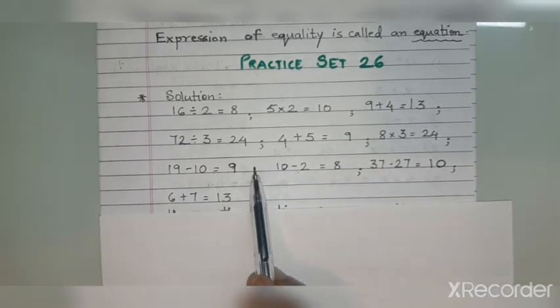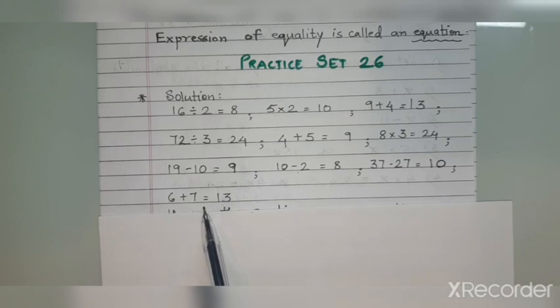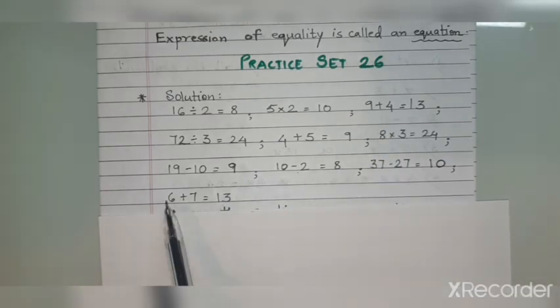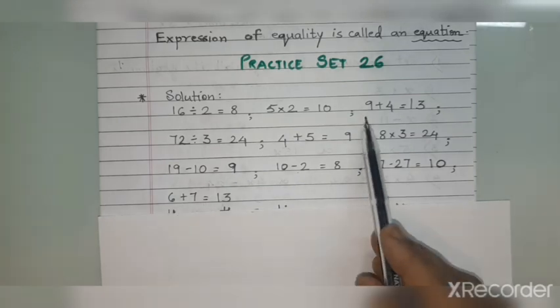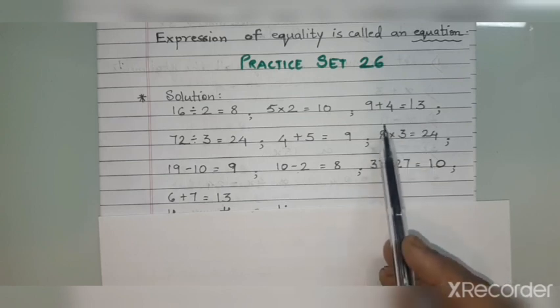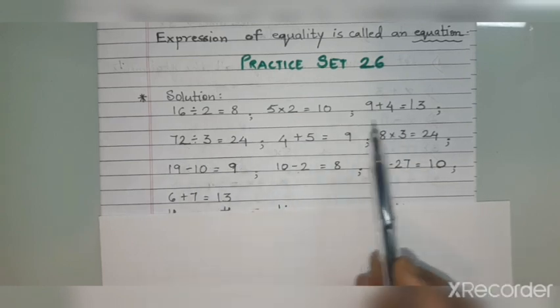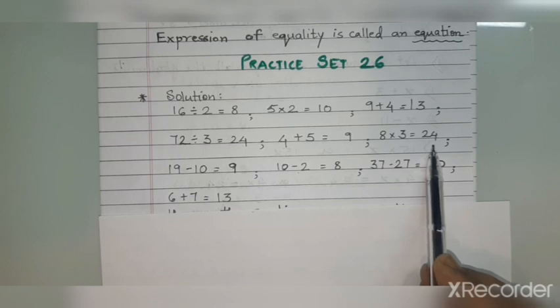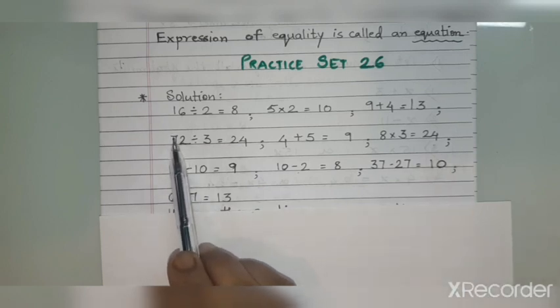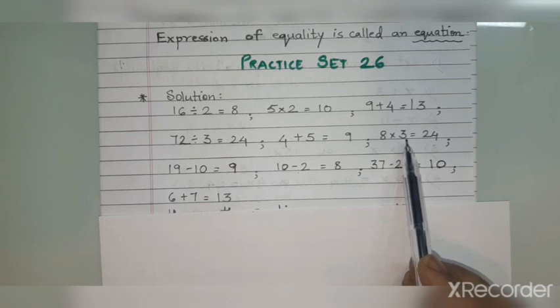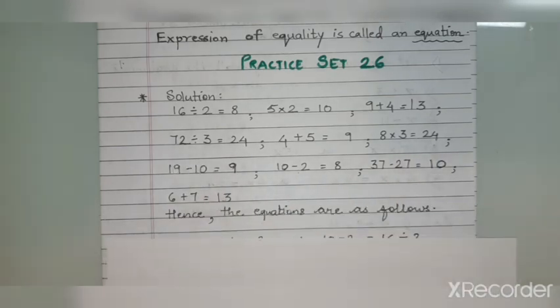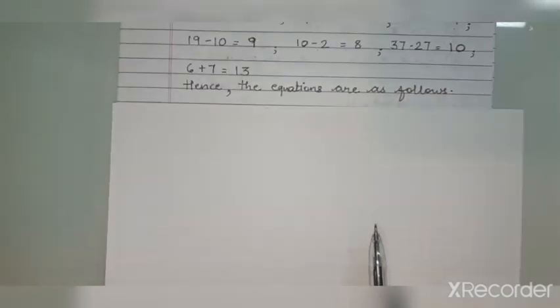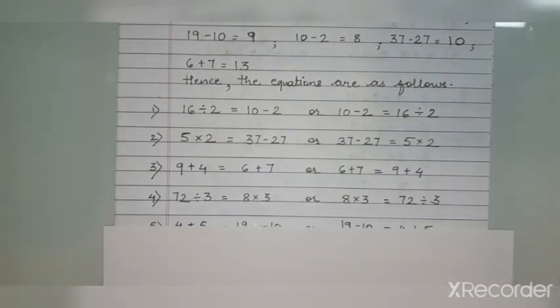Next, 9 plus 4 is equal to 13. Which other answer is 13? Here. So we can write 9 plus 4 is equal to 6 plus 7. We can write the other way also, as I told you. We can also write 6 plus 7 is equal to 9 plus 4. Then 24. You will see here 24. Therefore, we can conclude that 72 divided by 3 is equal to 8 into 3, or 8 into 3 is equal to 72 divided by 3. So the same thing has been written here.